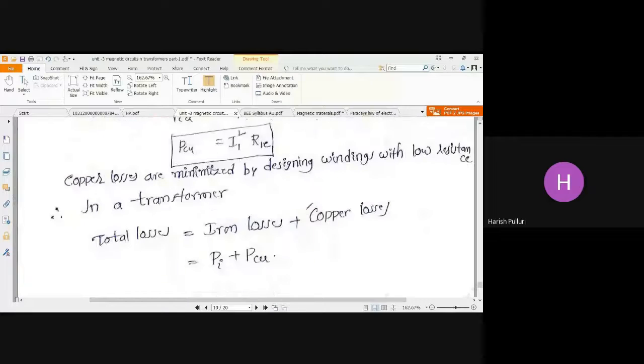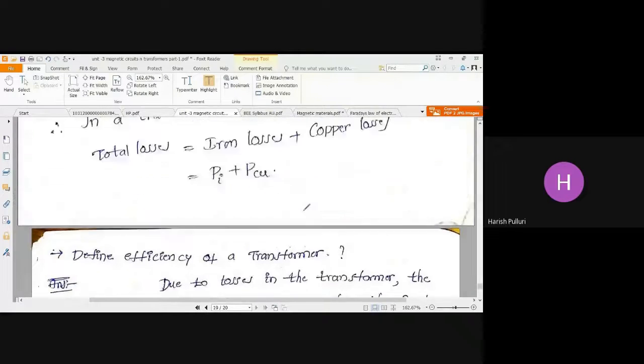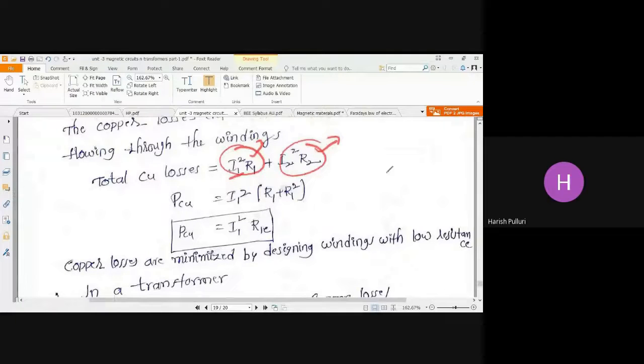So these are the broad classification of total losses. Core losses have two types, hysteresis and eddy current. The second one is copper losses. In the copper losses there are primary copper loss and secondary copper loss. Clear?